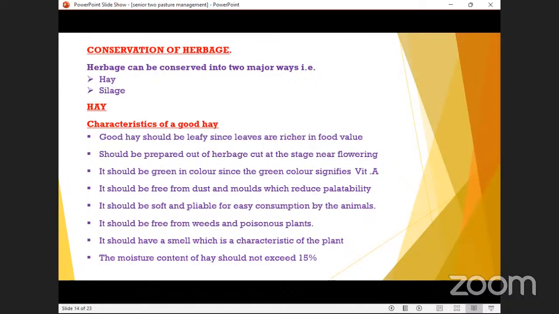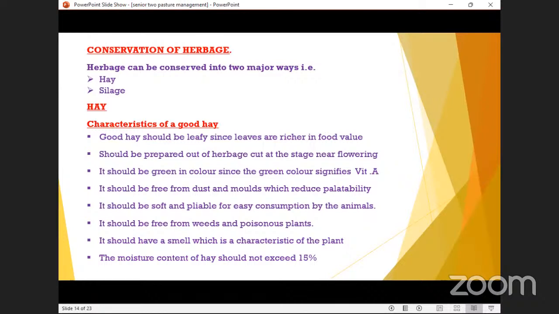A person will ask, what is hay? Hay is dry grass. Okay, and let's look at the characteristics of good hay. Good hay should be leafy, should have a lot of leaves on it, and hence is richer in food value. Don't look for stems only. When you get only stems, that one is not nutritious.